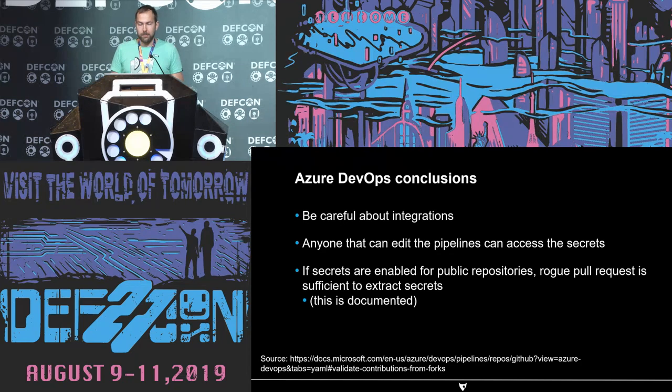Few conclusions about this. Be careful with integrations. Have a look at which privileges they actually get on your subscription and how they are used. Because anyone that can edit your build pipelines can access the secrets that are exposed to that build pipeline. And if you enable secrets for public repositories and you allow builds on pull requests, then anyone who creates a pull request can actually extract your secrets of any service that you integrate with Azure DevOps. Though this is disabled by default, and this is documented pretty well, I think. At the link at the bottom, it actually says, warning, anyone who can edit your build pipeline can access your secrets if you enable this. You don't want this.